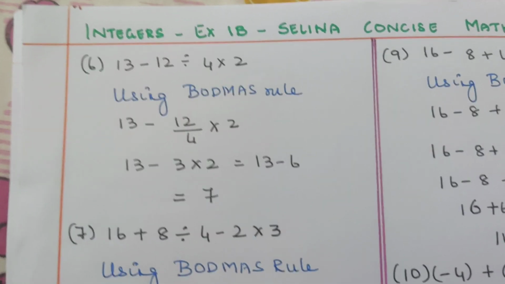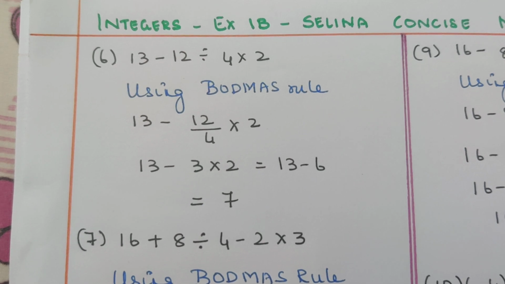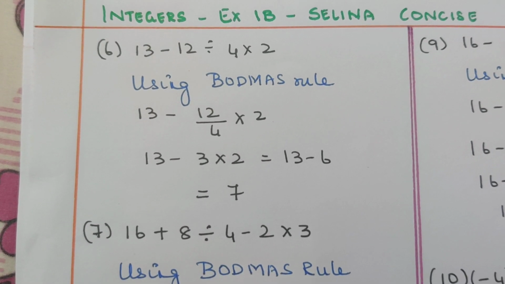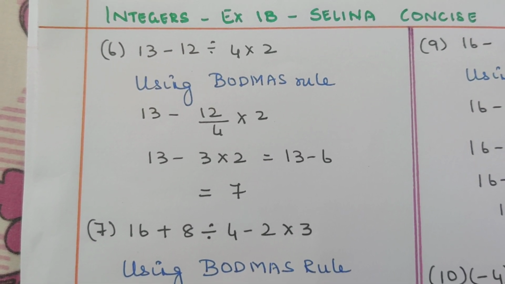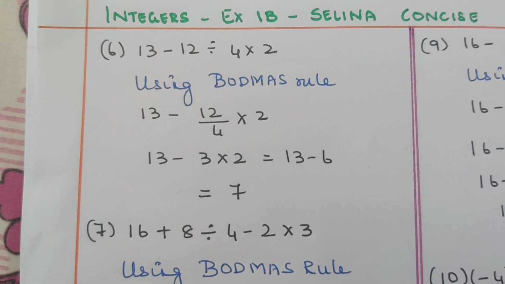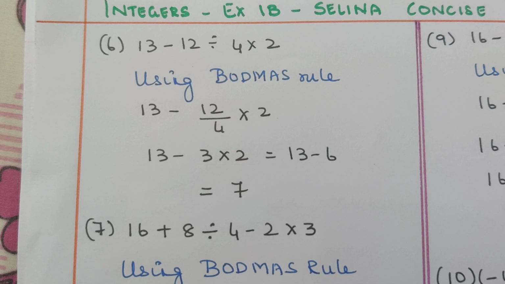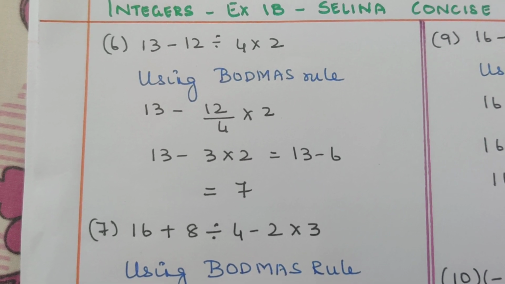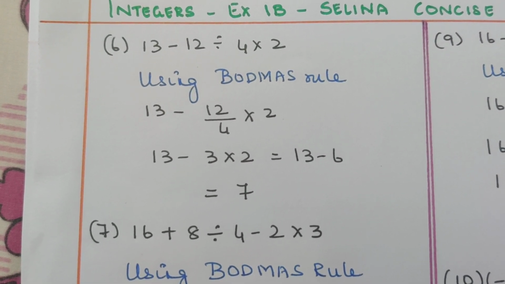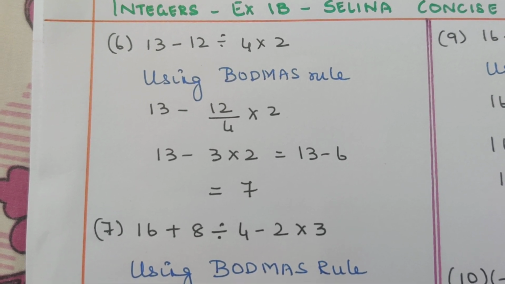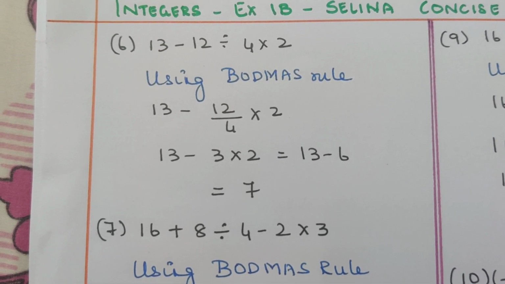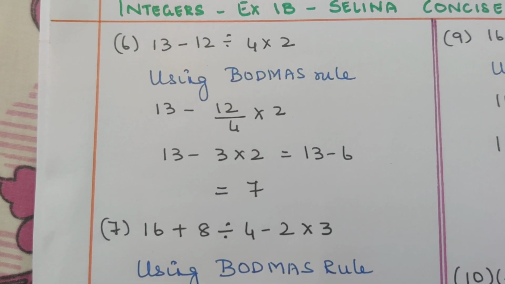Now moving on to the sixth sum, it is 13 minus 12 divided by 4 into 2. Using BODMAS rule, first division has to be done, then multiplication and then subtraction in this particular problem. So solving the expression, I get 13 minus 12 by 4 into 2. 12 by 4 is nothing but 3. So 13 minus 3 into 2, that is equal to 13 minus 6, and the answer becomes 7.